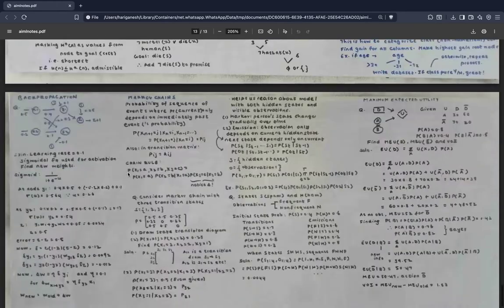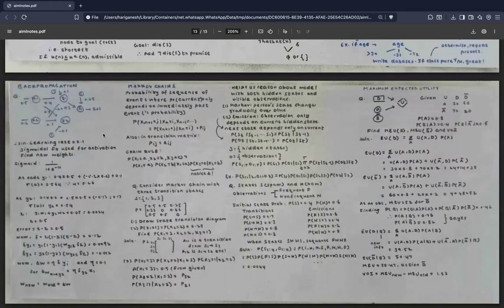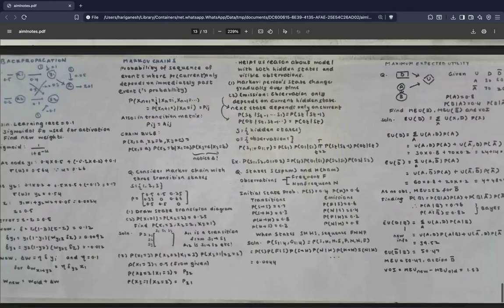Back propagation, we've already solved one of these questions, so it's fine. Hidden Markov: the probability of a sequence of events where the probability of the current event is only influenced by the immediately previous event's probability. So this is irrelevant. The questions are more important.